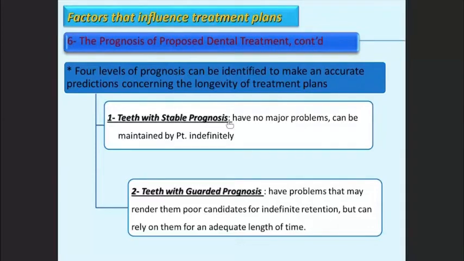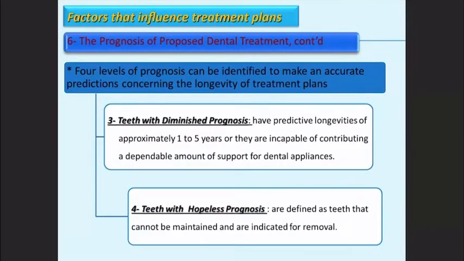The first one is the teeth with stable prognosis. That means the patient doesn't have any major problems, and the restoration or whatever procedure you do can be maintained indefinitely, meaning it might be staying for another 10 years, 15 years without any problems. The second one is guarded. The word guarded means maybe there are some problems which make them poor candidates for indefinite retention, but can be relied on for an adequate length of time. I mean, this is also okay. It's not a bad prognosis, but there might be some problems later on with the teeth or the restoration or whatever treatment you have done to the patient.